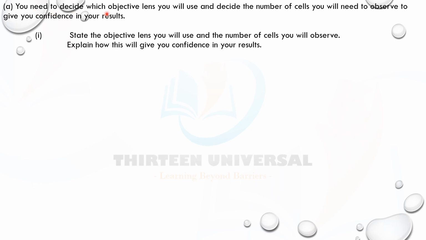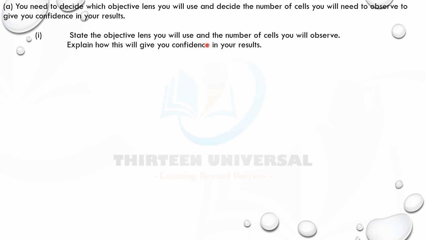You need to decide which objective lens you will use and decide the number of cells you will need to observe to give you confidence in your results. It says state the objective lens you will use and the number of cells you will observe. So this is testing your ability to make decisions. Explain how this gives you confidence in your result. Of course, for you to have confidence in your result, it must be reliable. It must show a level of accuracy.